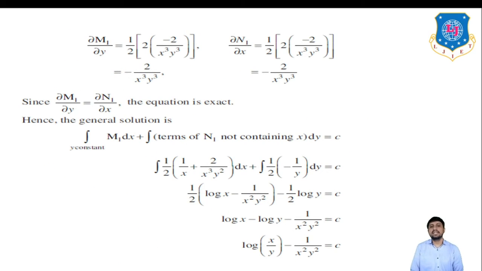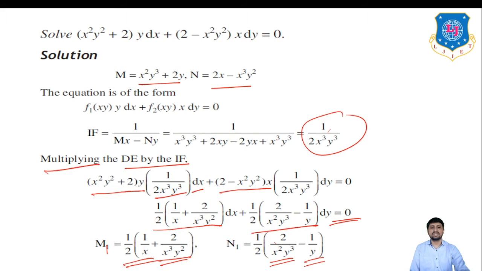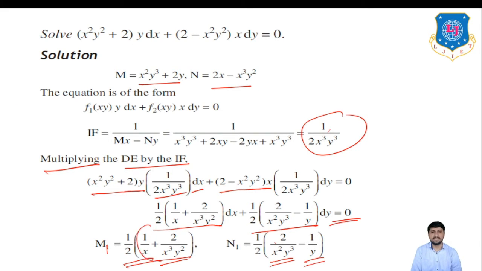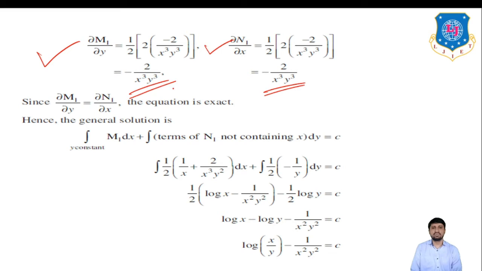And now here you can check that del M1 by del y and del N1 by del x both are equal, because this is your M1, 1 by 2 (1 upon x plus 2 upon x cube y square). When we differentiate with respect to y, the differentiation of 1 upon x is 0, and of 1 upon y square is minus 2 upon y cube. So finally we will get 2 upon x cube y cube, and del N1 by del x is minus 2 upon x cube y cube. So del M1 by del y is equal to del N1 by del x.